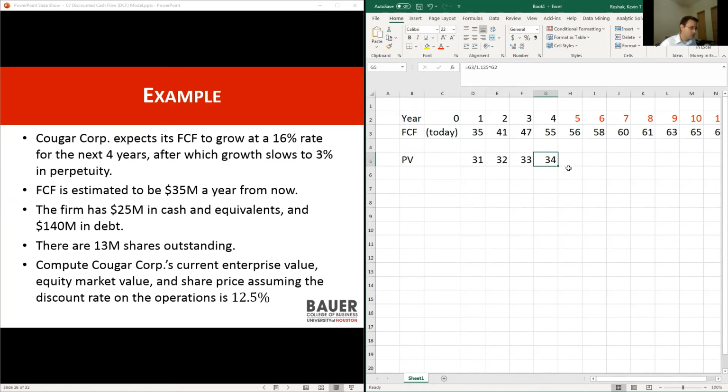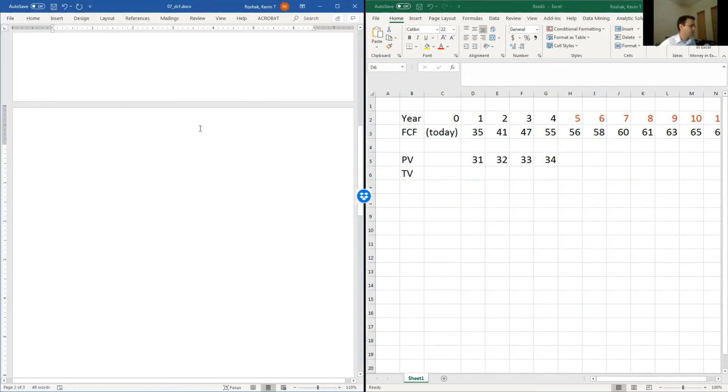Now with Excel, you could extend this as far as you want into the future, but you can't go into infinity. And these cash flows are assumed to be going into infinity. So what we need is a terminal value to pick up everything that occurs after time 4. I'm going to label that the TV. Recall what the terminal value is doing. I'm going to put that up here on the whiteboard. We need a terminal value that's sitting in year 4. Because it's sitting in year 4, it's going to be picking up everything after time 4.